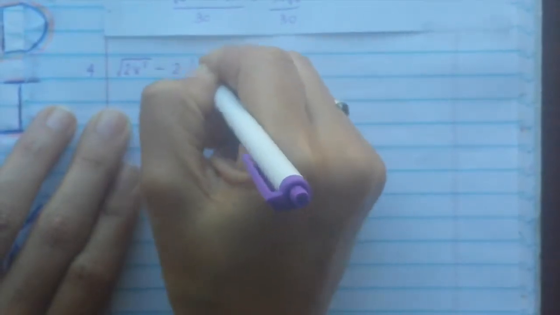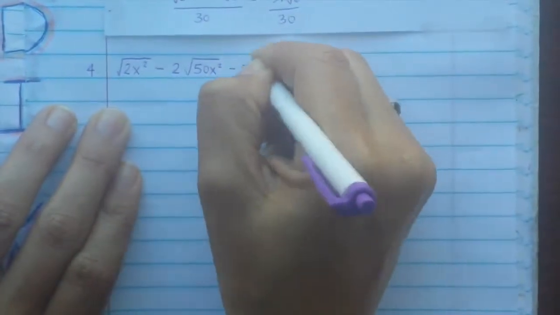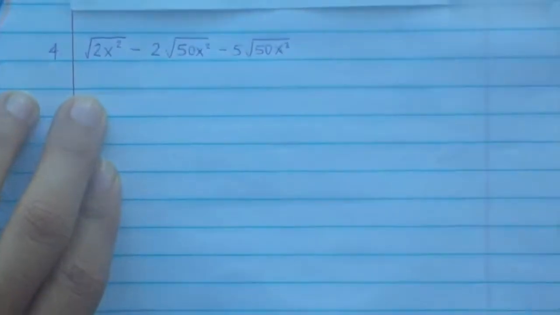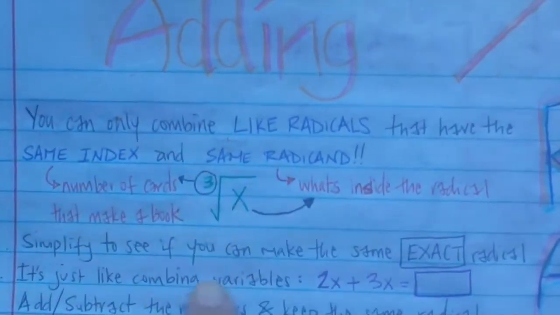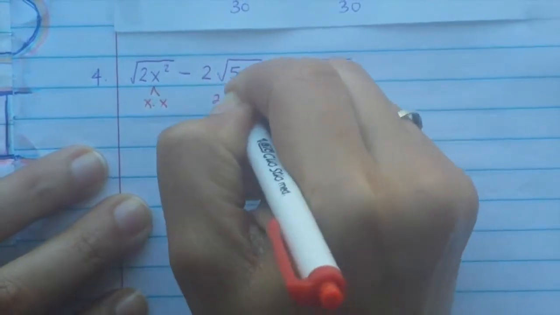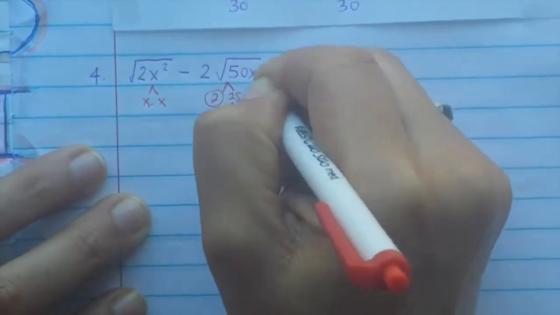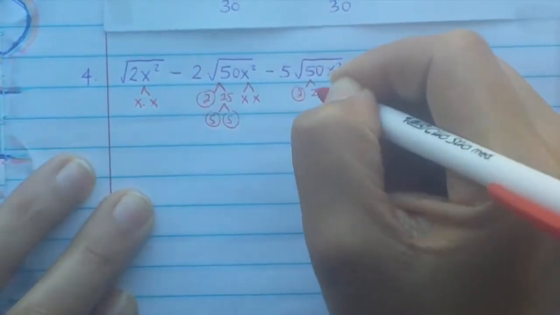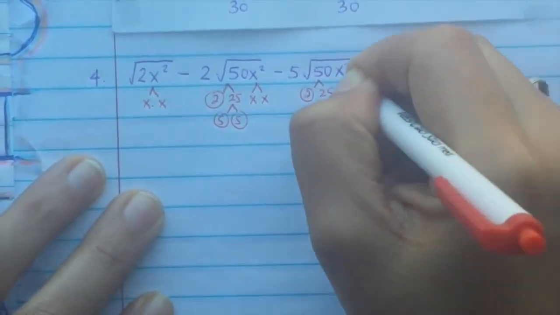Let's say we had square root of 2x squared minus 2 square root of 50x squared minus 5 square root of 50x squared. And again, you can only combine them if the radicals look exactly the same. So we're going to simplify to see if they look the same. So we're going to break down everything we can. Let's break down x squared in that first one to x times x. Break down 50 to 2 times 25, which is 5 times 5, and then 2 x's. 50 again, 2 times 25, which breaks down to 5 times 5, and 2 x's.